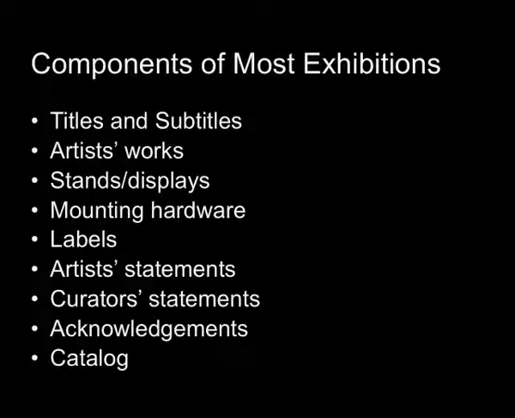And this is really important: acknowledgments, and we often don't think about that. Thanks are very important. And then it may be accompanied by a catalog. So the catalog can be a two-dimensional reproduction, which will include the titles and subtitles, artist works, labels, artist and curator statements, acknowledgments, and it may include an essay by some renowned expert or curator in the field. These are generally the components that you see in most exhibitions.